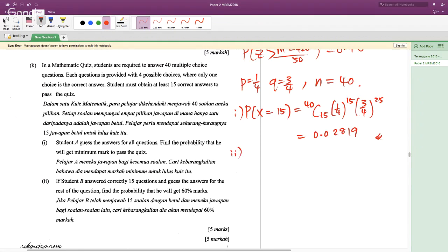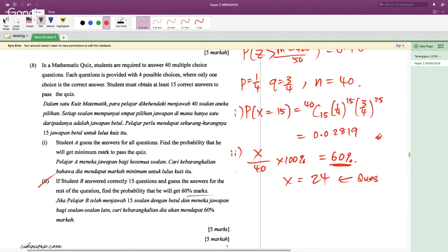So we'll go into part 2. If student B answers 15 questions correctly and guesses the rest, what is the probability he will get 60%? So I want to know how many questions 60% is. I will say X over 40 questions multiplied by 100% equals 60%. So X is 60 divided by 100 multiplied by 40, which means to get 60%, I need to get 24 questions correct.